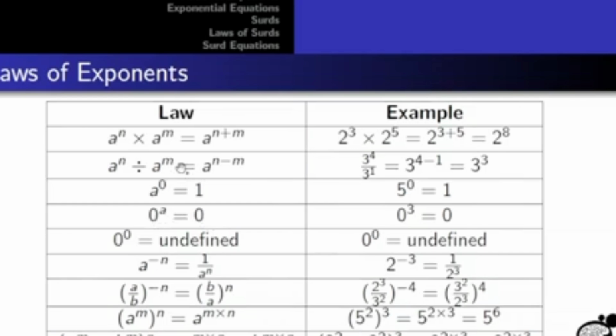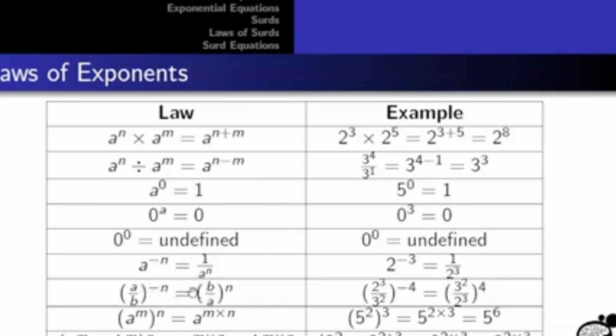And then if 0 is the base, with any exponent, it will give 0. You can multiply 0 by 0 a hundred times, it will give you 0. And then 0 to the power 0 is undefined. The next law is when the exponent is negative. We can write that as 1 over a, which is our base, to the power n.